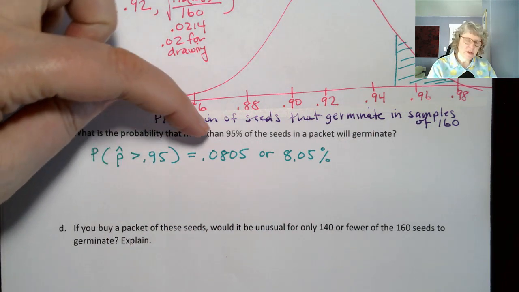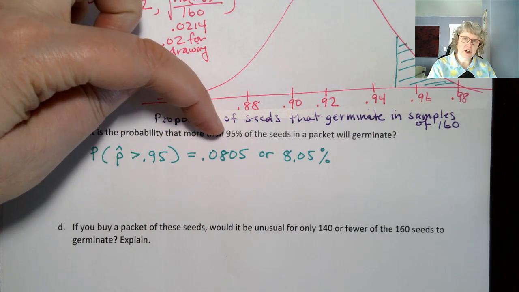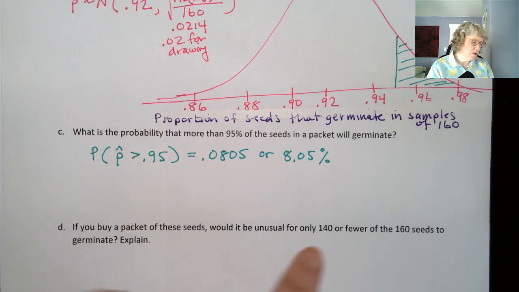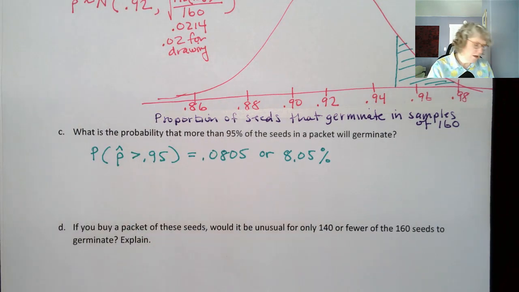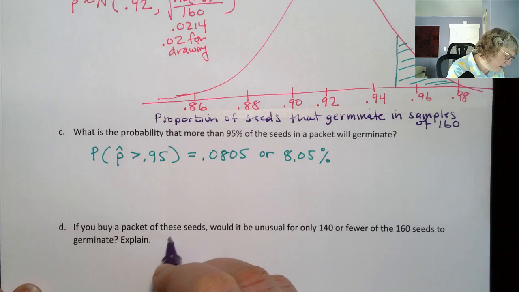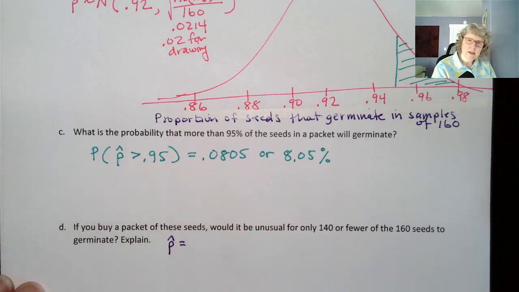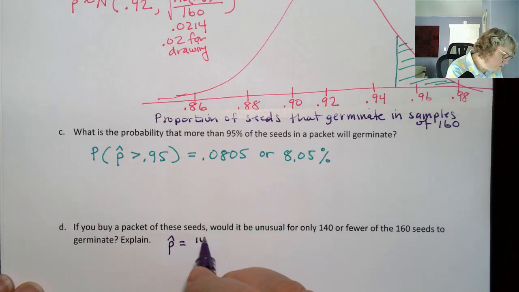So notice how we were given a percentage right here, and here we're given two numbers, so we're going to divide those. We have to find this p hat. P hat is 140 over 160.